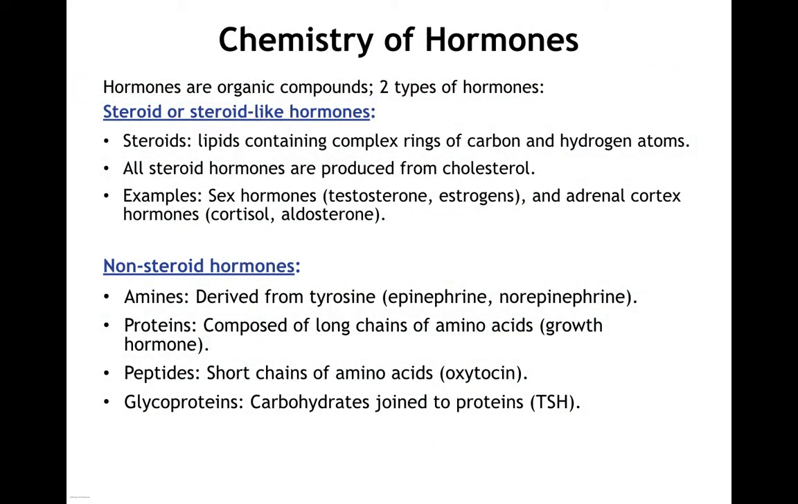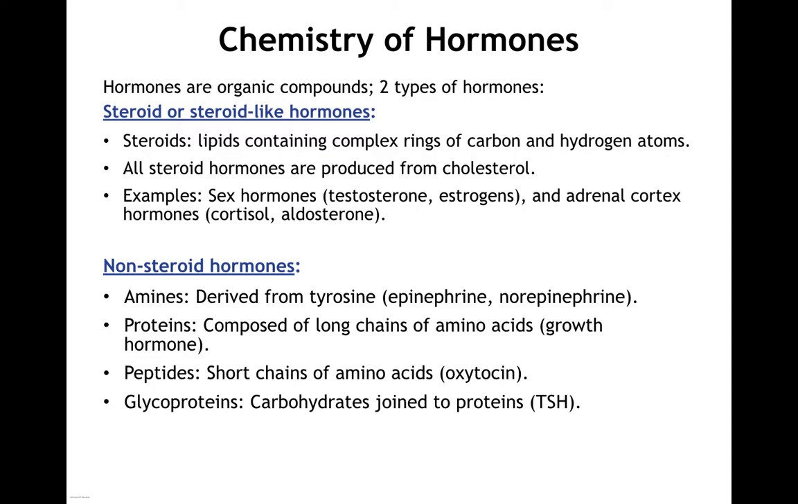So hormones come in two different types. There are either steroid or non-steroid hormones. The steroids are lipids that contain a complex ring of carbon and hydrogen atoms. Steroid hormones are produced from cholesterol as a starting point. Testosterone and estrogens, the sex hormones, would be steroid-based hormones, as well as adrenal cortex hormones such as cortisol and aldosterone. Because these are lipid soluble, they are able to cross plasma membranes on their own. The receptors for these would be found inside the cytoplasm.